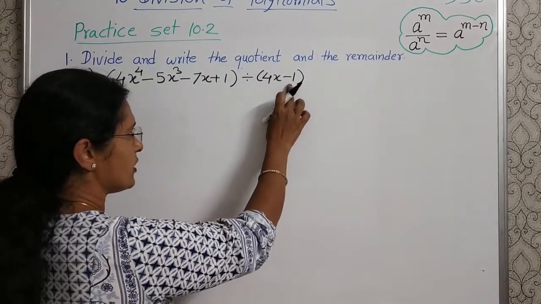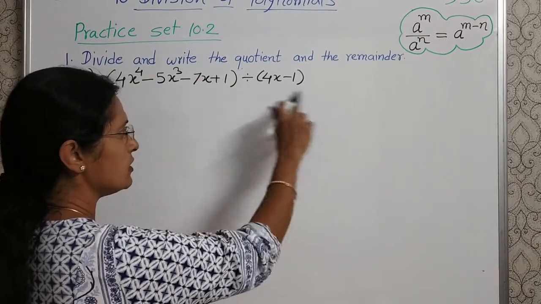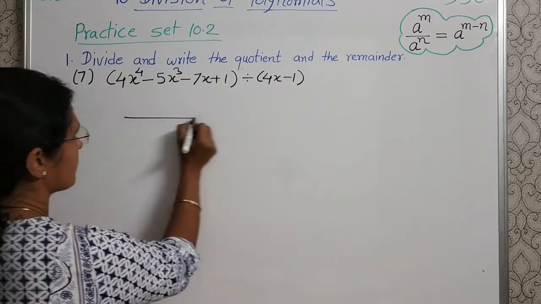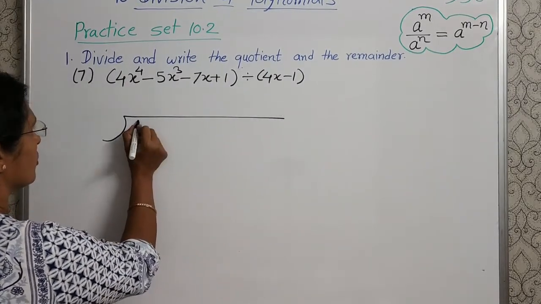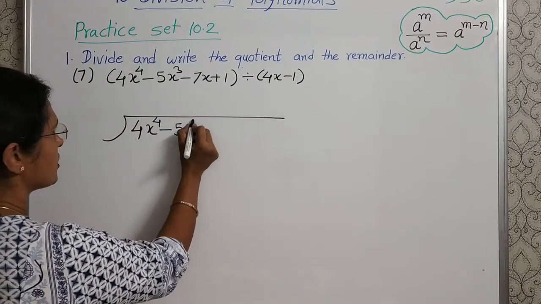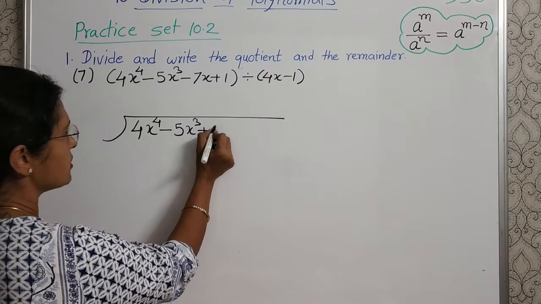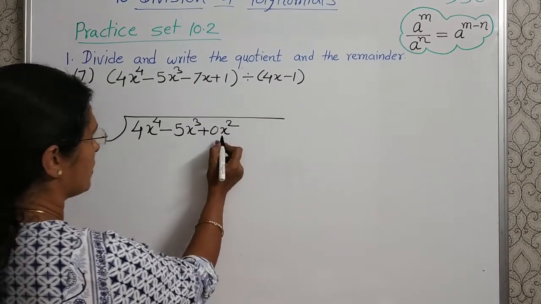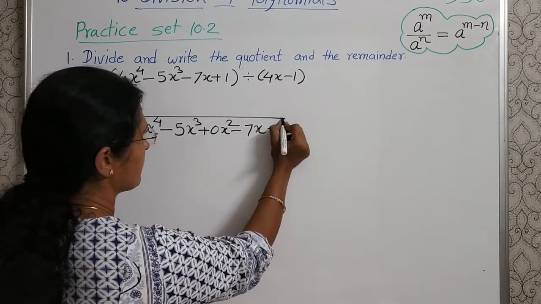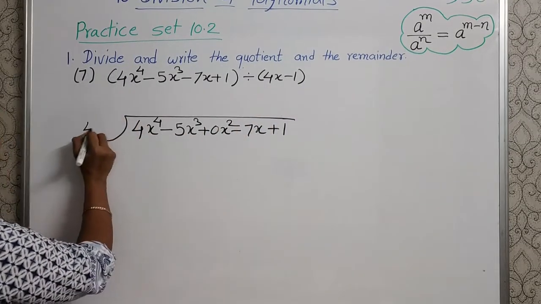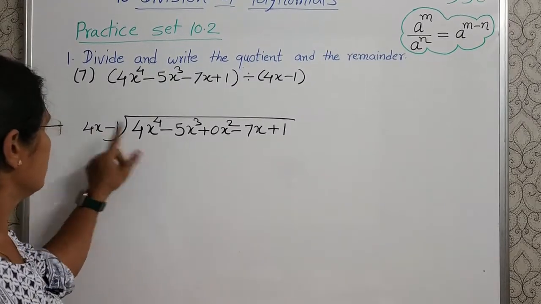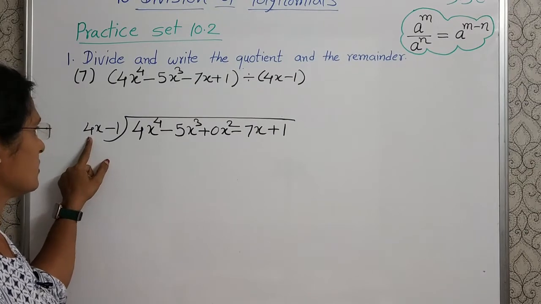Here the divisor is 4x minus 1. Already the terms are in the descending order. Now divide. 4x raised to 4 minus 5x cube plus 0x square, after that minus 7x plus 1 divided by 4x minus 1. Now take the first term and divide by this first term.